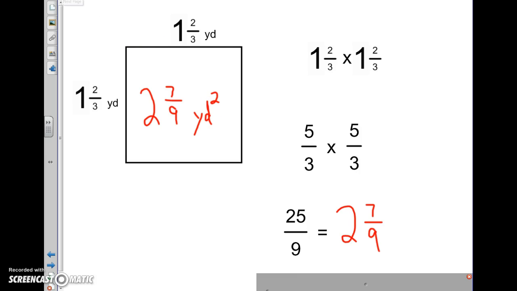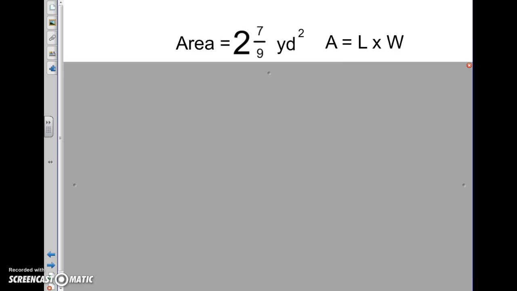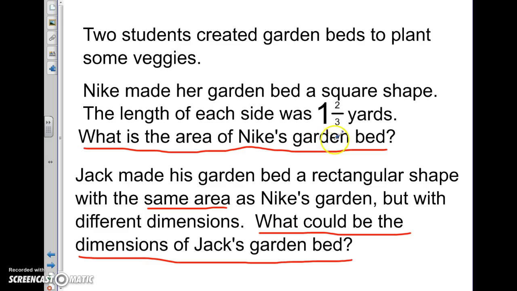Okay, so now we've solved this first part of the question, which was 2 7/9 yards squared. That was the first part. What is the area of Nike's garden bed? Now we're going to use that information to solve the second part.